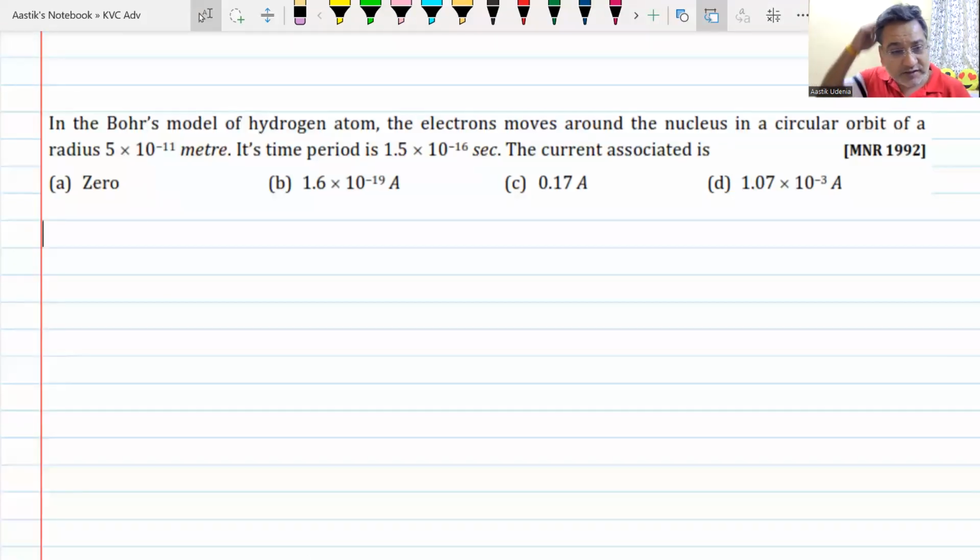An electron is moving in a circular path. Oh, what was the next question? In Bohr's model of the hydrogen atom, the electron moves around the nucleus in a circular orbit of a given radius. The time period is given. What is the current associated? Have you heard about this Bohr's model of the hydrogen atom?